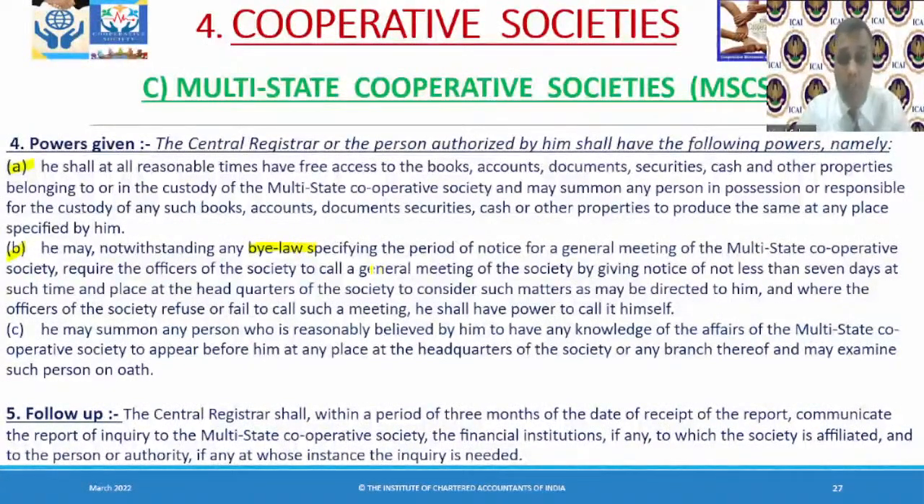He may ask for a general meeting of the society to be convened by giving notice of not less than 7 days. So at least 7 days notice, he'll ask the management to give a notice of 7 days and conduct a general meeting, and I want to be present at that meeting and I want to make inquiries of all. He may summon any person who he believes has knowledge of the affairs or mismanagement or any malpractices going on in the multi-state cooperative society, at any place at the headquarters of the society or any branch of the society. And he may examine that person on oath. Like in court, I swear by the Gita, the same way. He may examine him on oath.